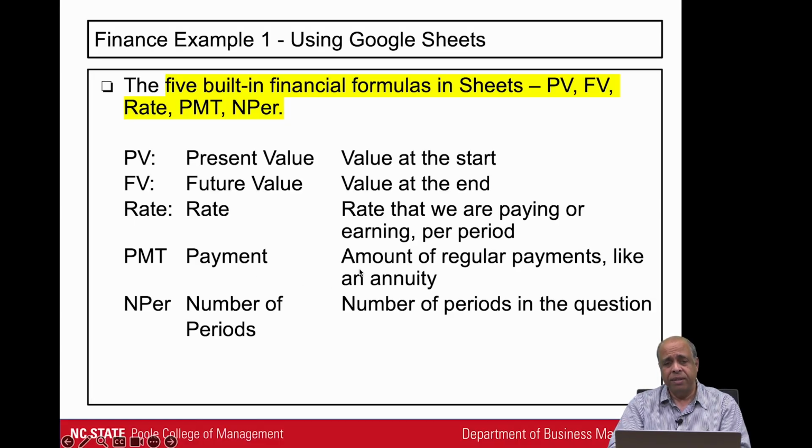And this payment is the amount of the regular payments. So you can think of this as an annuity type payment, okay? So the same amount that's going to be paid every year over this entire period. And this NPER is basically the number of periods that are in our investment horizon that's stated in the question, or whatever is the scenario we are looking at.